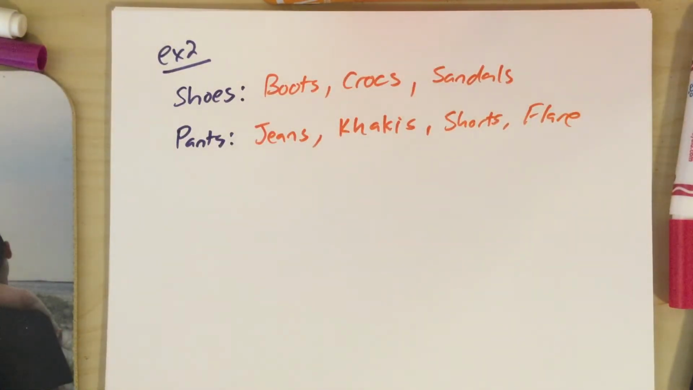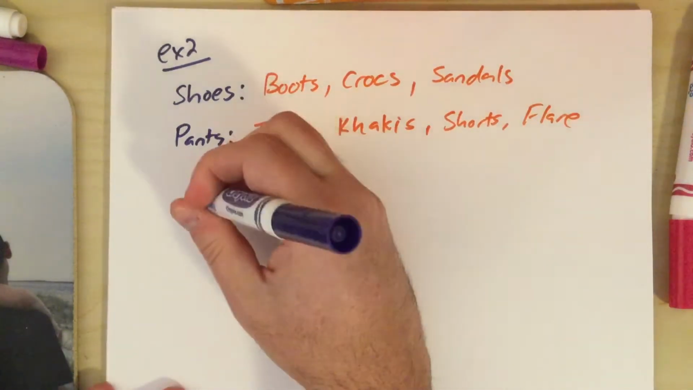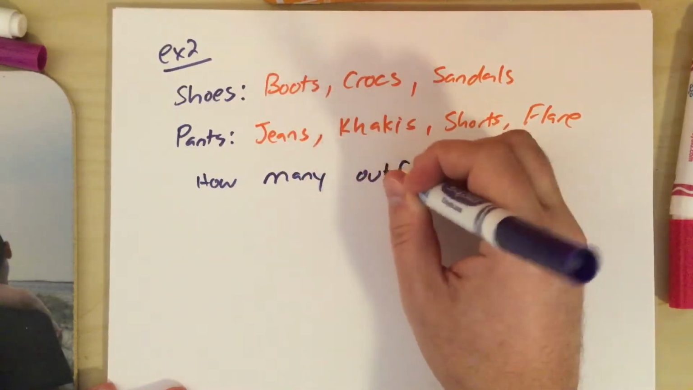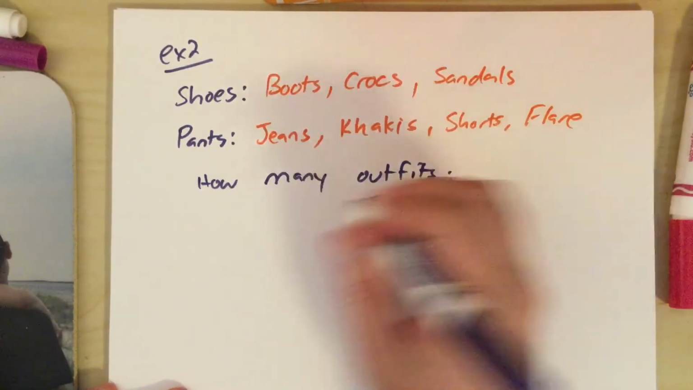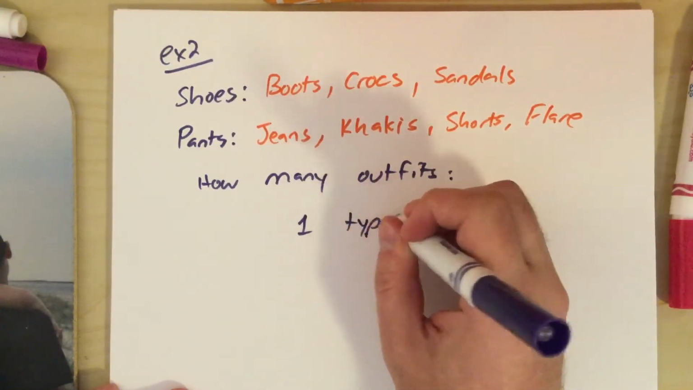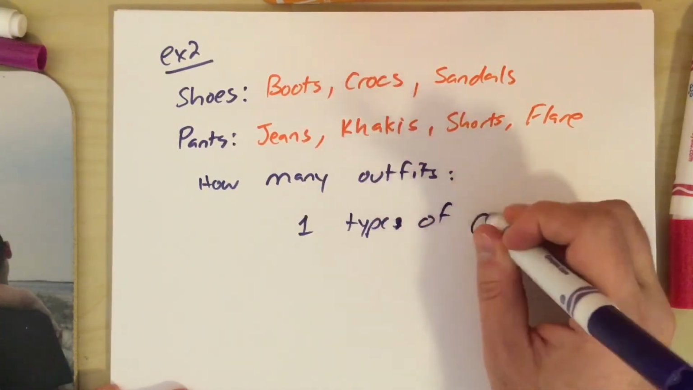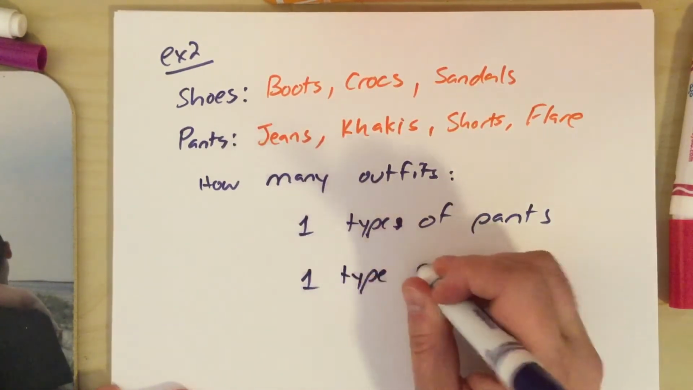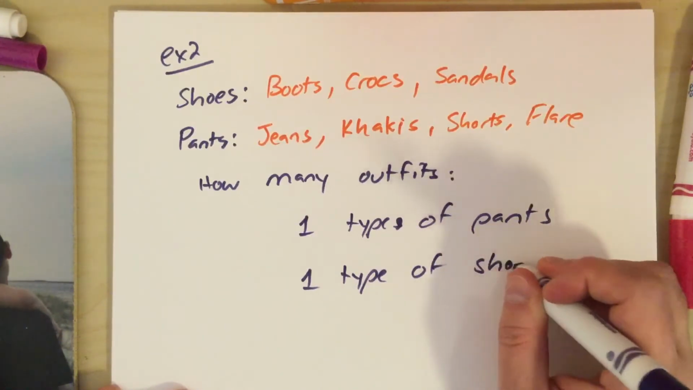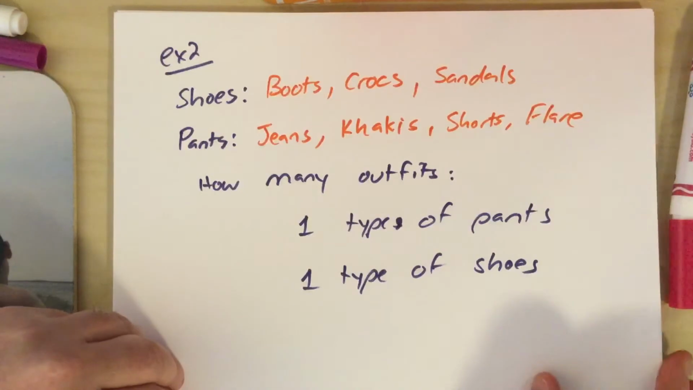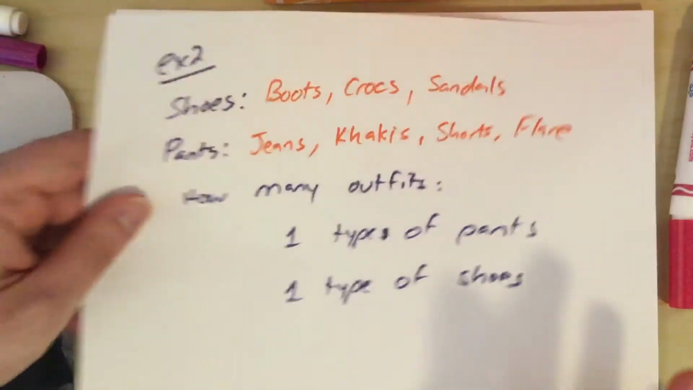So I want to know how many outfits you could have, assuming we're going to have one pair of pants, one type of pants, and one type of shoes. So we're not going to wear shoes on top of shoes or pants on top of pants, because that would be a little silly. So what we're going to do is we're going to draw a tree diagram.